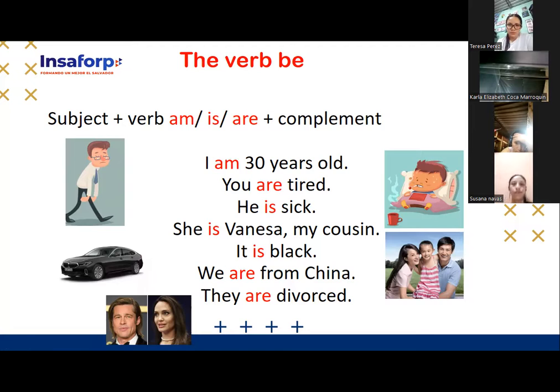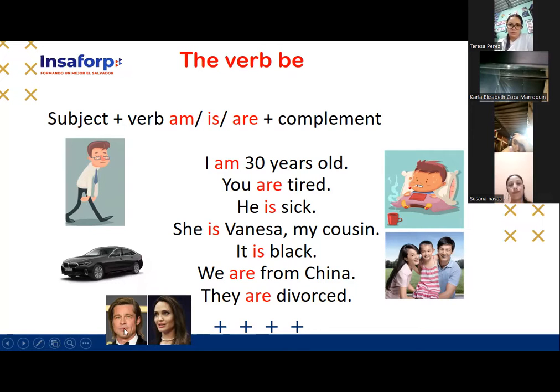Decir su nombre. She is Vanessa, my cousin. Ella es Vanessa, mi prima. Para decir el color de las cosas. It is black. The car is black. Para decir de dónde es alguien. We are from China. Somos de China.